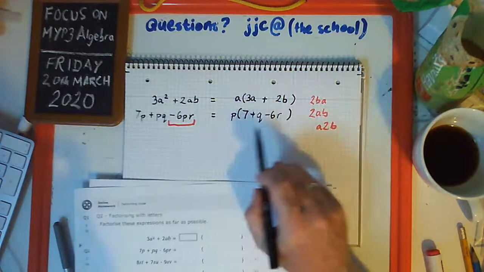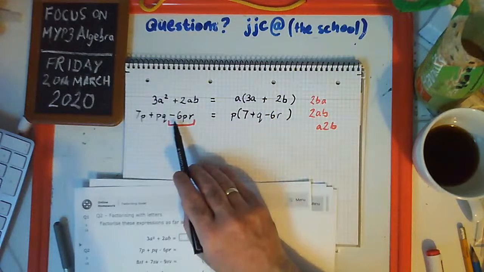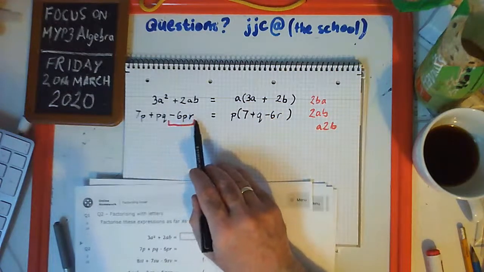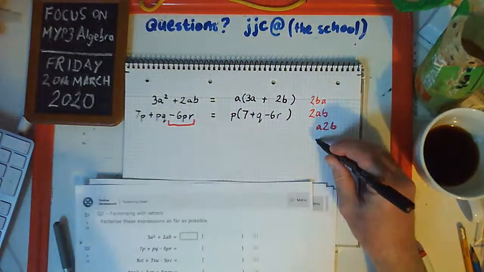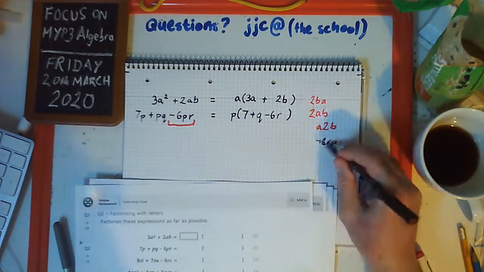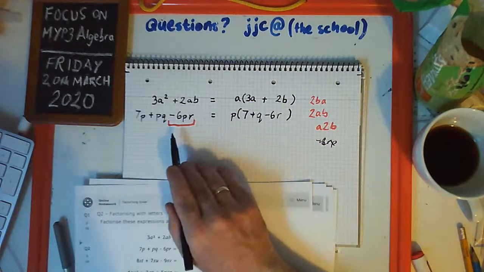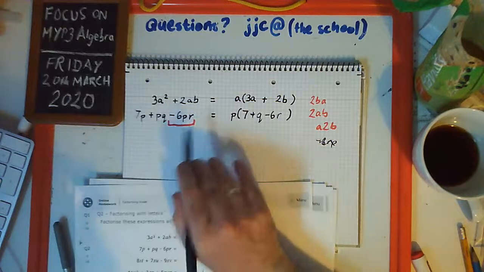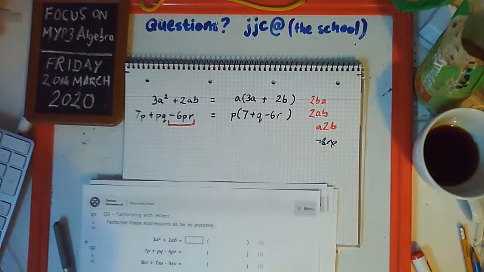So P times minus 6R will give me the minus 6PR. And again, we've got that in alphabetical order, so that would be the same as minus 6RP if you wrote it in that order. But we're sticking to the convention of trying to put things in alphabetical order, so minus 6PR. So that's the factorization anyway. On to the next one.